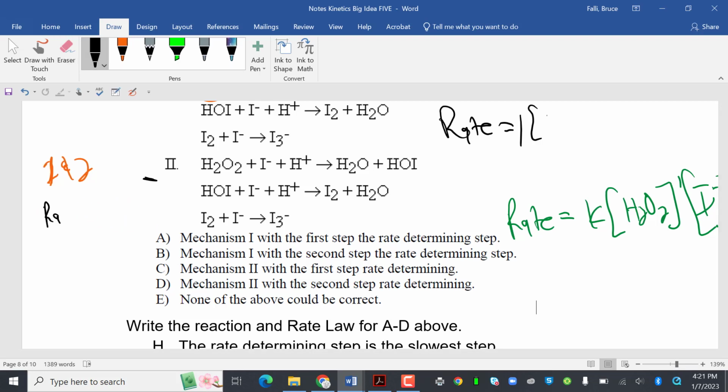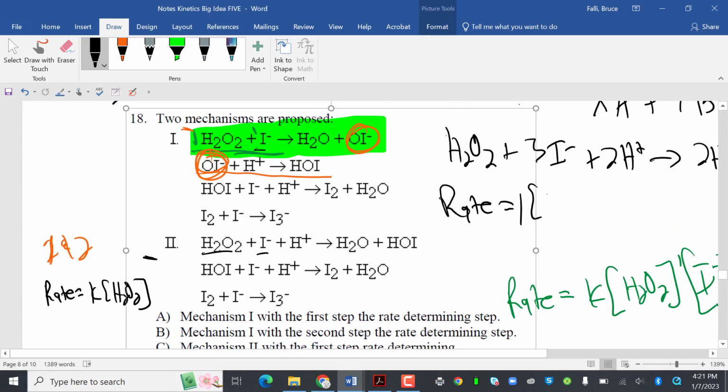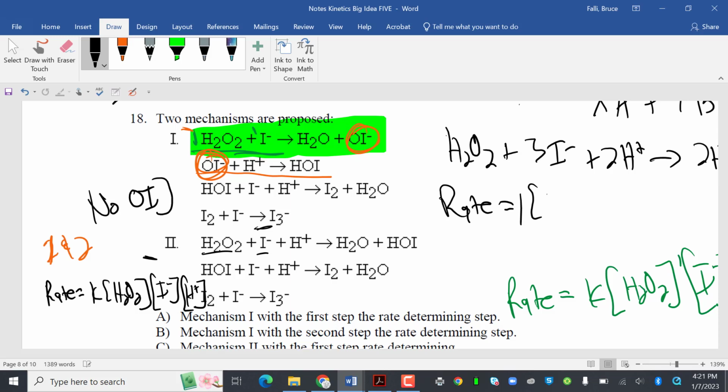So we'll do rate equals K H2O2. I forgot my K. Man, I'm struggling today. Rate equals K H2O2, still need I negative. And now I've added H positive. So notice how OI does not show up in it because it cancels out. Because it cancels out, it won't be in the rate law, even though it's in that slow step.